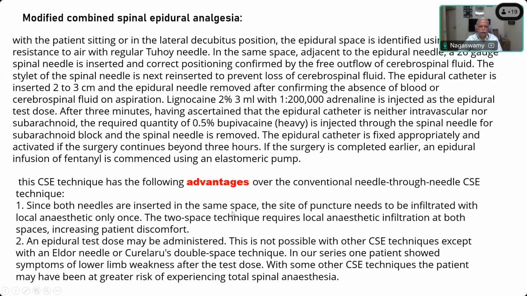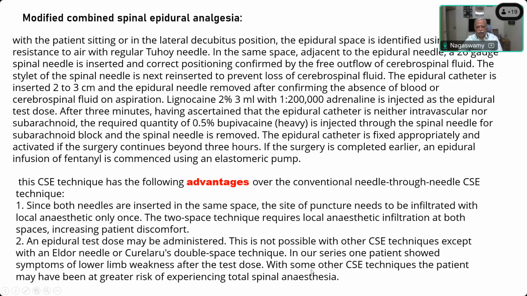since both the needles are inserted in the same space and the site of puncture has already been infiltrated with the local anesthetic only once. So two space techniques require two level infiltration. That is avoided. And the epidural test dose has been administered here, so you know that the patient's epidural catheter location is normal, and this is not possible with the other CSE techniques except with the Eldon needle or a double space technique.